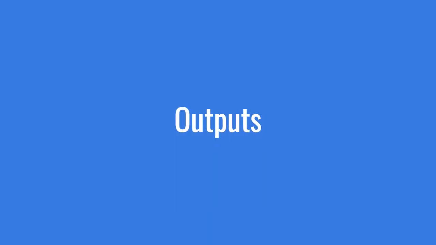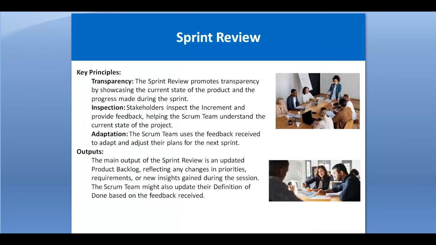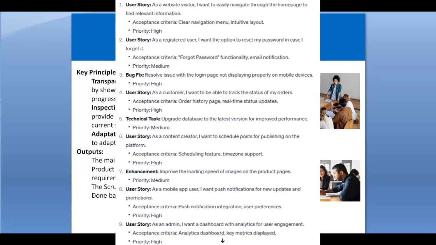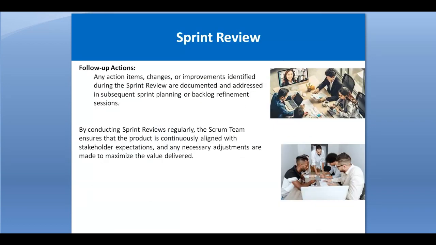Output. The main output of the sprint review is an updated product backlog, reflecting any changes in priorities, requirements, and insights gained during this session. The Scrum team might also update their definition of done based on the feedback received. Done means the criteria by which we can consider that this work has been completed.